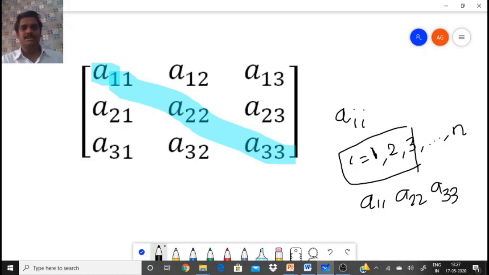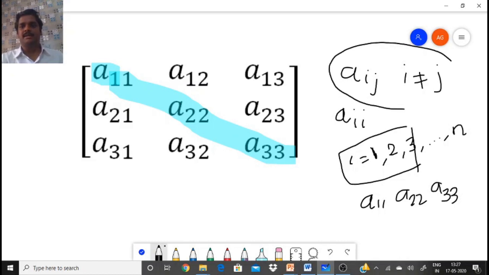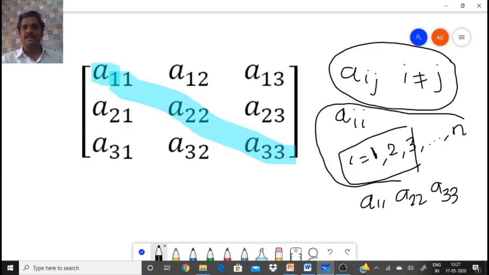The things which are present diagonally in this matrix are nothing but the diagonal elements and the remaining are non-diagonal elements. Non-diagonal elements we write as Aij, where i is not equal to j. The non-diagonal elements are written like this: Aij, i not equal to j, and diagonal entries are written like this: Aii, where i will take values from 1 to n.